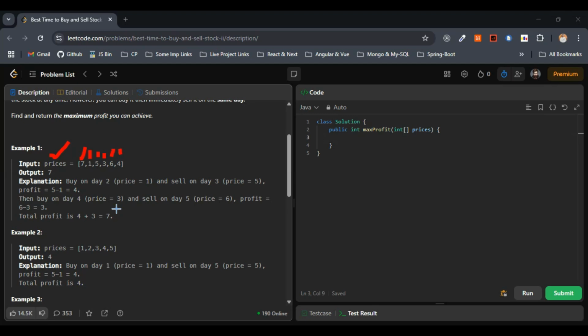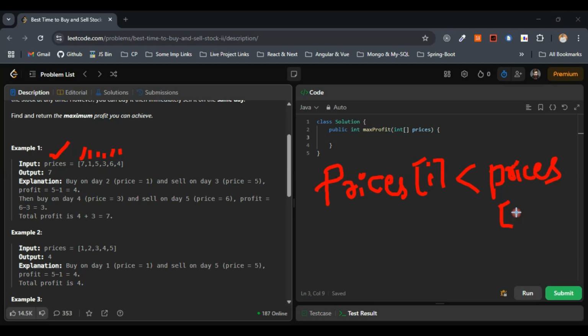So here we have the prices 7, 1, 5, 3, 6, 4. We will start from day 0, as this is 0 indexed. Day 0 has the value 7 in this case. This is a very important step: if prices[i] is less than prices[i+1], let me write it completely.